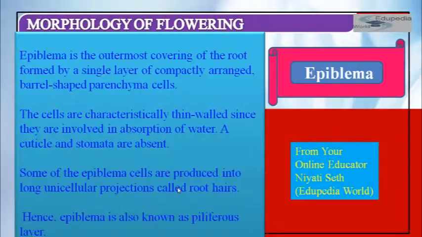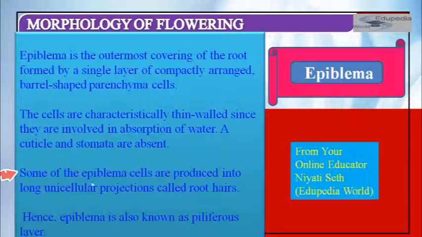Okay. Now, as I told you, epiblemma is the outermost covering of the root formed from a single layer of compactly arranged barrel-shaped parenchyma cells. The cells are characteristically thin-walled since they are involved in absorption of water. That's why epiblemma is also known as piliferous layer. Main role is absorption of water. A cuticle and stomata are absent, as I told you.